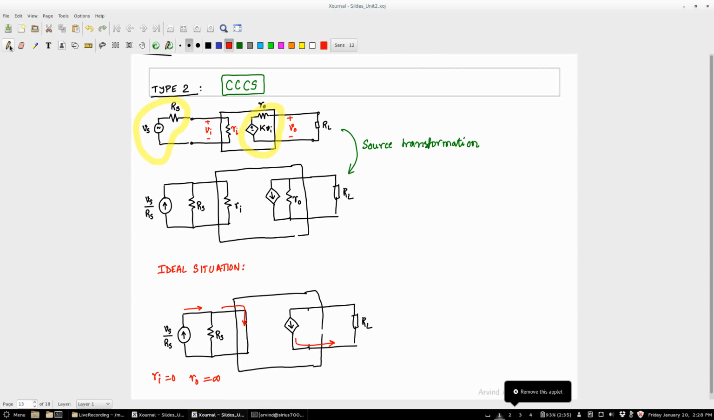Similarly, the output, what should RO be? Right? If I take RO to be infinite, all the current that is flowing like this will go that way. Nothing will flow through RO. So that will become an open circuit. Now, can you tell me what this dependent source would be?